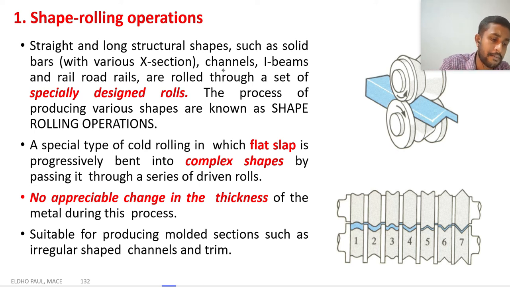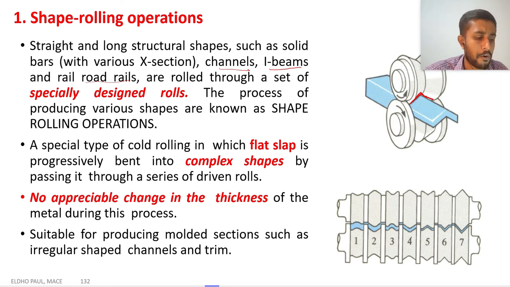So we can create different types of channels, I-beams, and rails, which are rolled through a set of specially designed rolls. So compared to flat rolling process, in case of this shape rolling process, the main difference is the shape of the roller. In case of shape rolling process, in the gap area we can see the shape. Here this is not a flat shape. Here we can see a groove like structure. So according to the shape of the roller, we get a particular output shape of the rolled product. So here we use a specially designed roller according to the requirement of the final output product cross section. The process of producing various shapes is called a shape rolling operation.